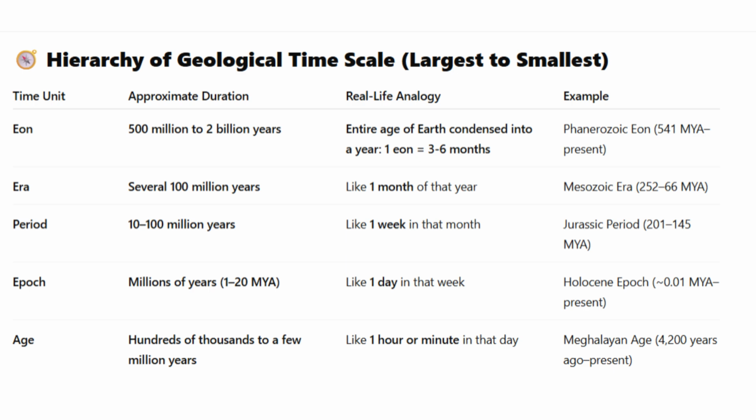Go deeper, and we reach the epoch level. These last just a few million years, like a single day in that week. The Holocene epoch began about 10,000 years ago, and it's the one we live in now. And finally, the age, the smallest unit of geologic time, lasting hundreds of thousands to a few million years. It's like an hour or even a minute on the geologic clock. Example: the Meghalayan Age, which began around 4,200 years ago.